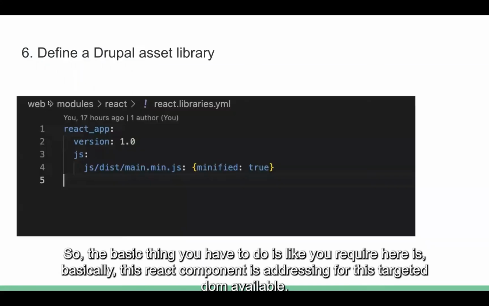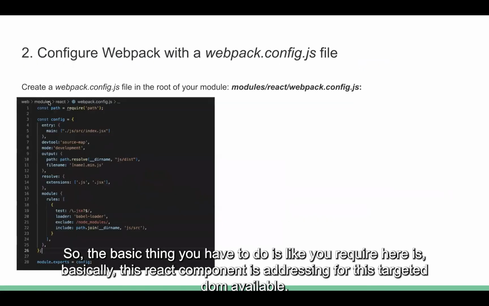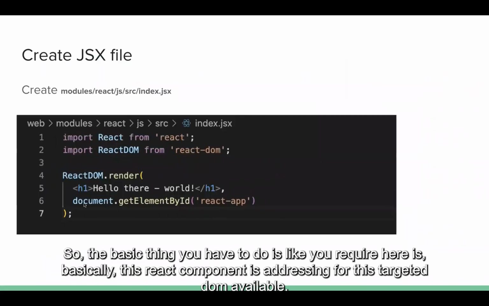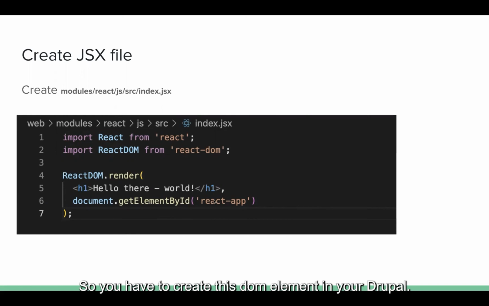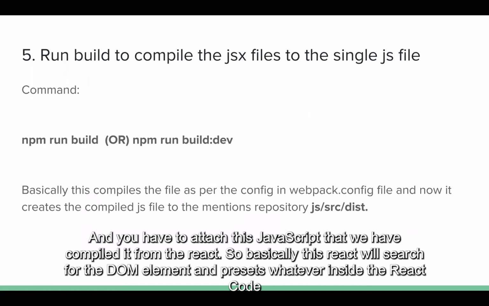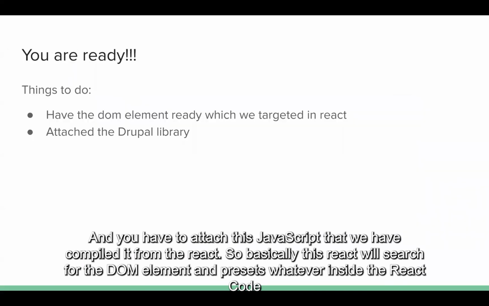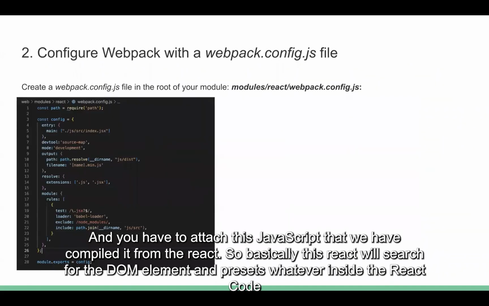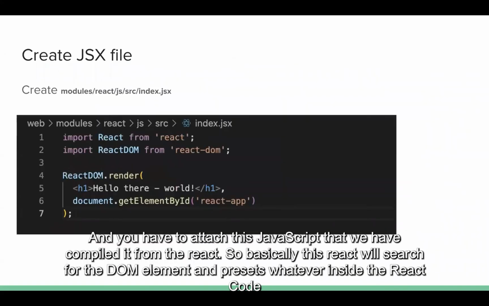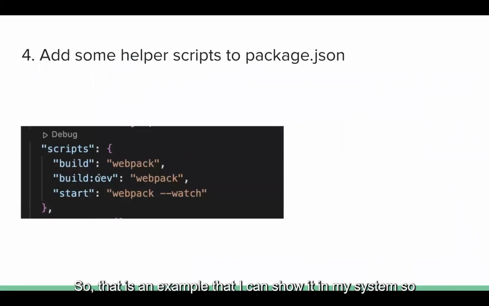The basic thing you require here is that this React component is addressing a targeted DOM element. So you have to create this DOM element in your Drupal, and you have to attach this JavaScript that we have compiled from the React. Basically this React will search for the DOM element and patch in whatever is inside the React code. There is an example that I can show in my system.